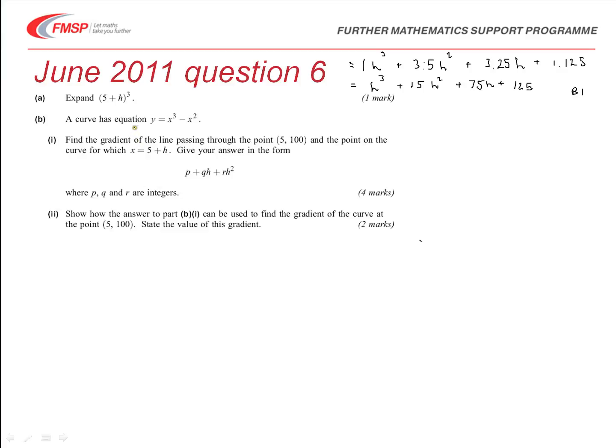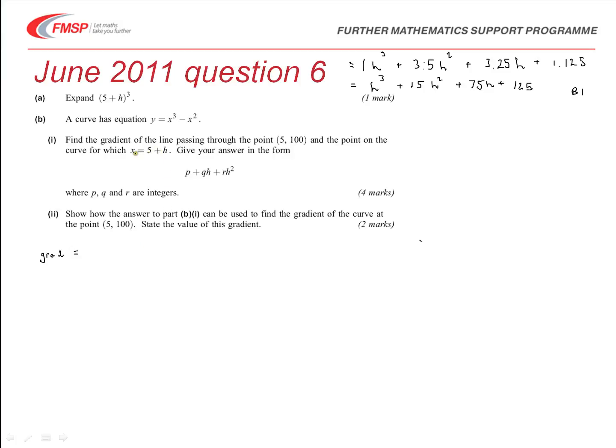In part b of the question, we are given the equation of a curve, y equals x cubed minus x squared, and we have to find the gradient of the line passing through the point (5, 100) and the point with x-coordinate 5 plus h. In other words, they're asking us to find the gradient of the chord between those two points. To find a gradient, we need the difference in y over the difference in x.